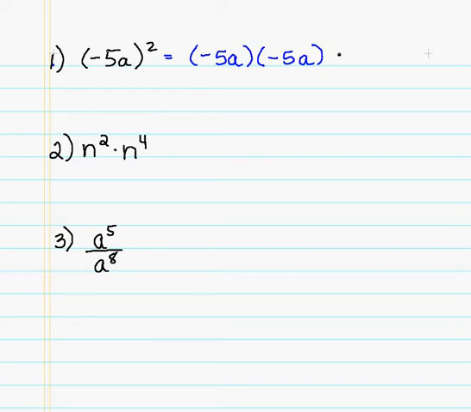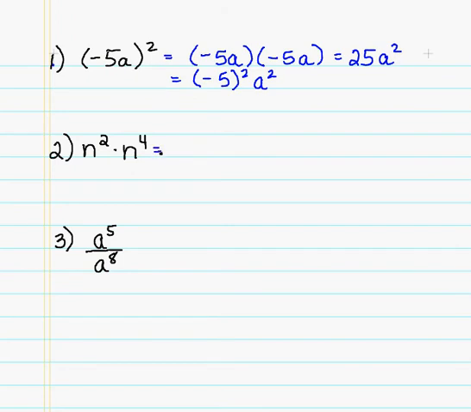And then we multiply. Negative 5 times negative 5 would give us a positive 25, and a times a would give us an a squared. Notice that that's the exact same answer we would get if we had taken negative 5 to the second power times a to the second power. And this can only be accomplished because the original parentheses did not have a plus or a minus in it, only a multiply.